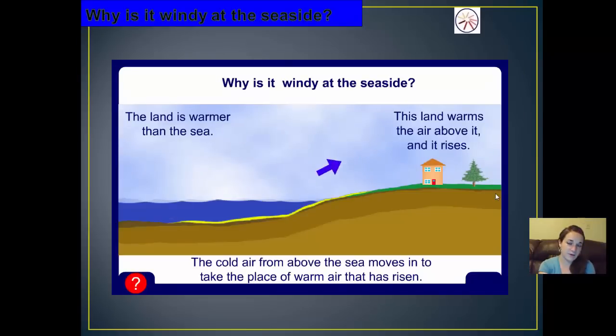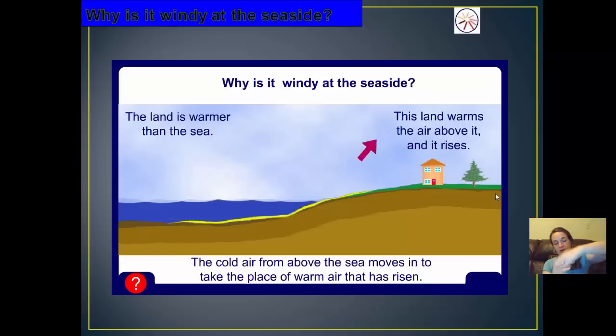So another example of convection is the reason it's windy at the seaside. If you've ever been to the beach, you know that there's a great breeze that comes. It feels awesome in the summer. So the reason for that is the land is warmer than the sea. So the land is going to be warming that air above it, and it's going to rise.